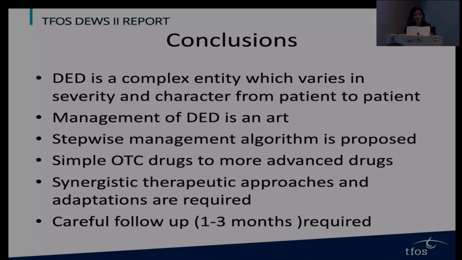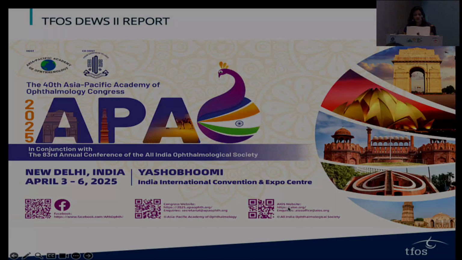So to conclude, I think dry eye disease is a complex entity which varies in severity and character from patient to patient. The management of dry eye disease is more of an art rather than science. Stepwise management is required, and simple over-the-counter drugs are available, but I think more advanced drugs are also there which should be looked into. Synergistic therapeutic approaches and adaptations are often required, and of course, you need to follow up these patients closely.